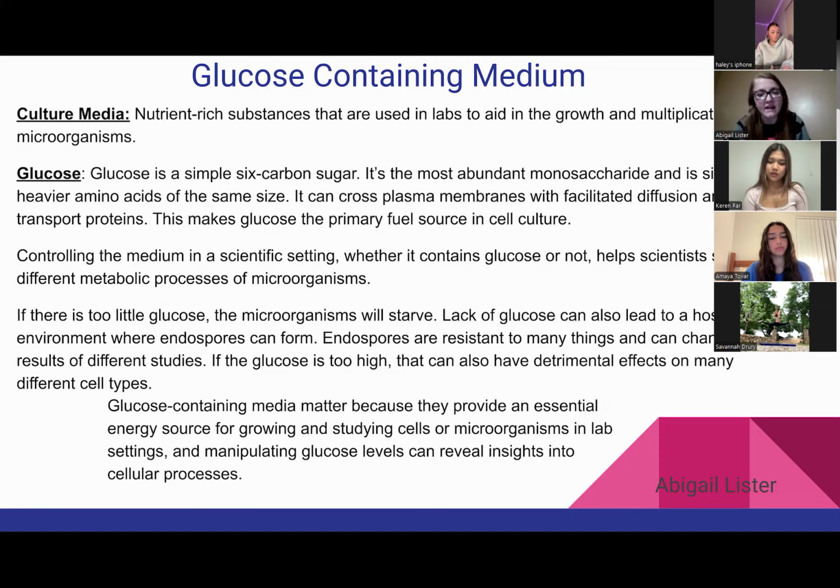Controlling the medium in a scientific setting, whether it contains glucose or not, helps scientists study the different metabolic processes of microorganisms. If there's too little glucose, the microorganisms will starve. Lack of glucose can also lead to a hostile environment where endospores can form. Endospores are resistant to many things and can change the results of different studies. If the glucose is too high, that can also have a detrimental effect on many different cell types. Glucose-containing media matter because they provide an essential energy source for growing and studying cells or microorganisms in lab settings, and manipulating the glucose levels can reveal insights into cellular processes.